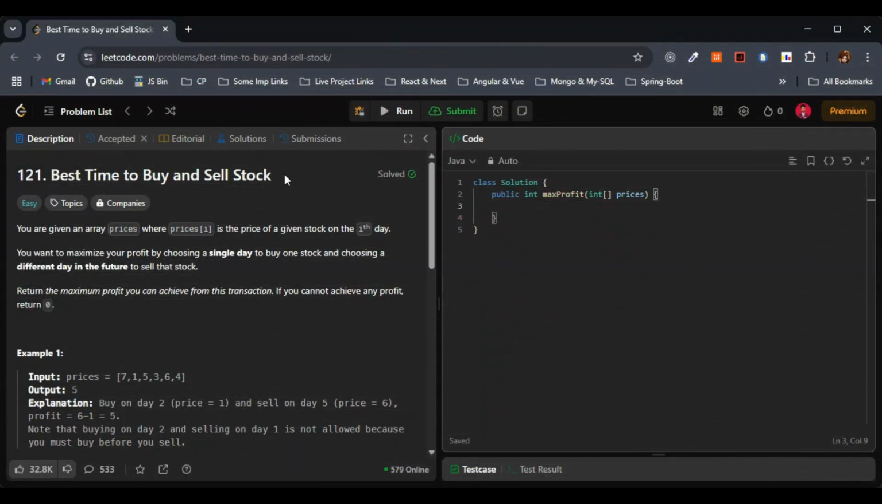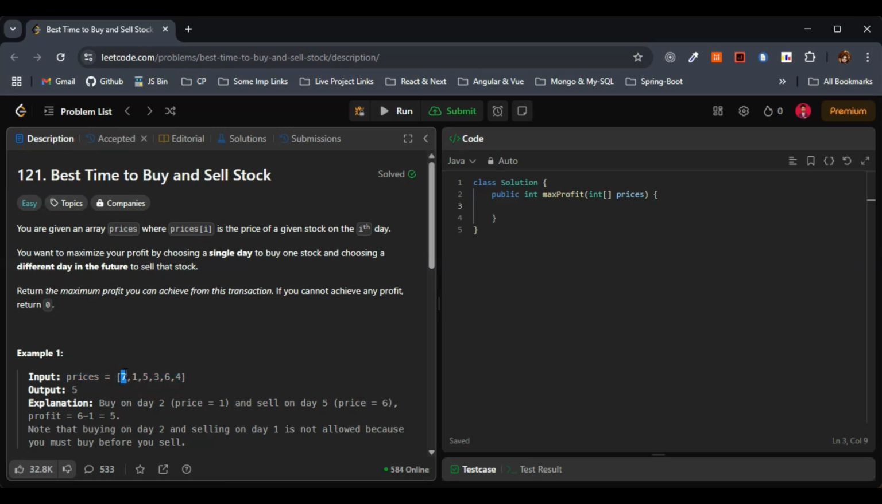Hello everyone, today let's solve problem number 121, Best Time to Buy and Sell Stock. What the question states here is that we are given an array prices, and prices[i] represents the stock price on day i.